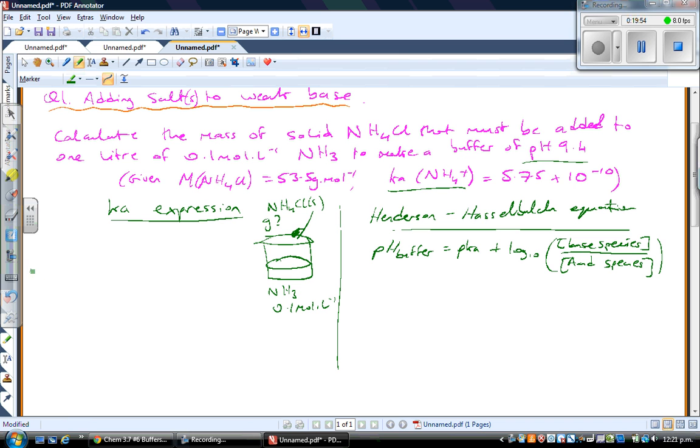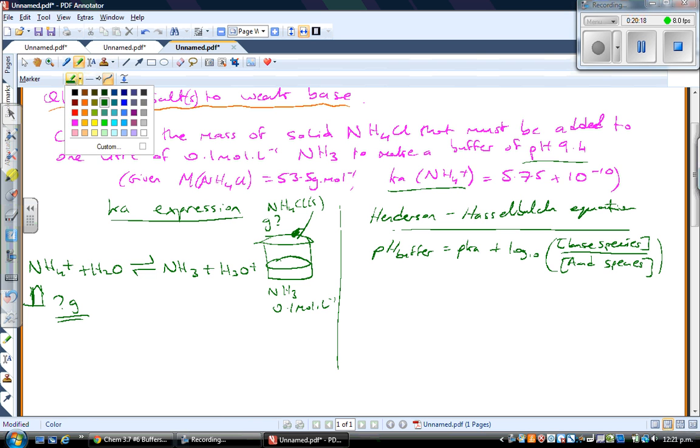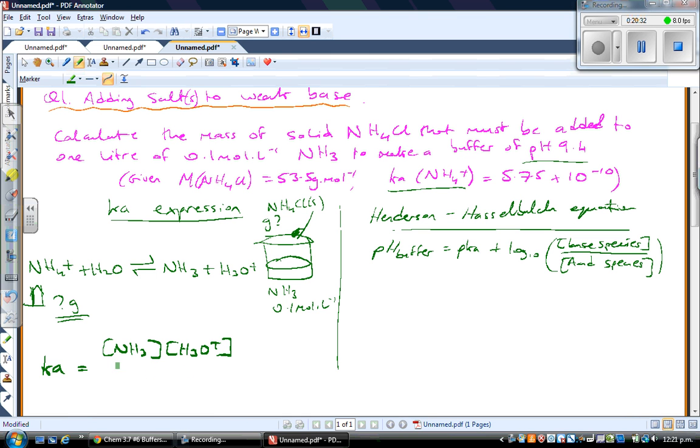So the equation we're going to write is ammonium dissociating in water to form ammonia plus H3O plus. Now what we're doing here is trying to top up this content by addition. So how many grams of ammonium chloride do we need to add? That's the question we're asking here. So we write our Ka expression for this. Our Ka expression is equal to the concentration of NH3 times the concentration of H3O plus over the concentration of ammonium.